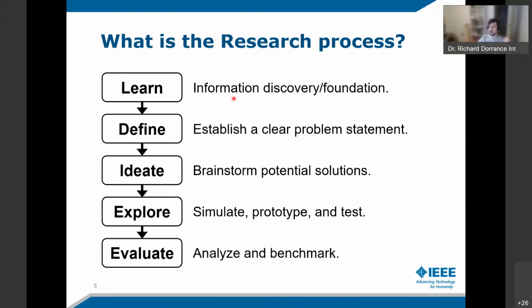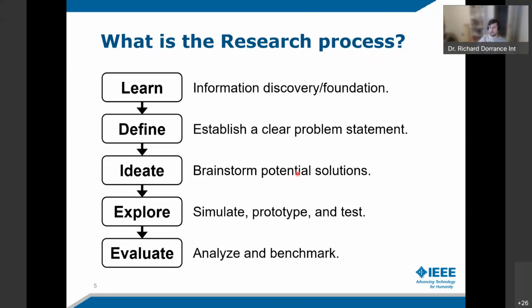So the first one, learning, is really about information discovery, building a foundation for the research problem that you're going to be trying to tackle. The next step is defining exactly what the problem is. It's very important to establish a very clear problem statement, because that's going to direct what research you're going to be doing and how you're going to try and solve that particular problem.